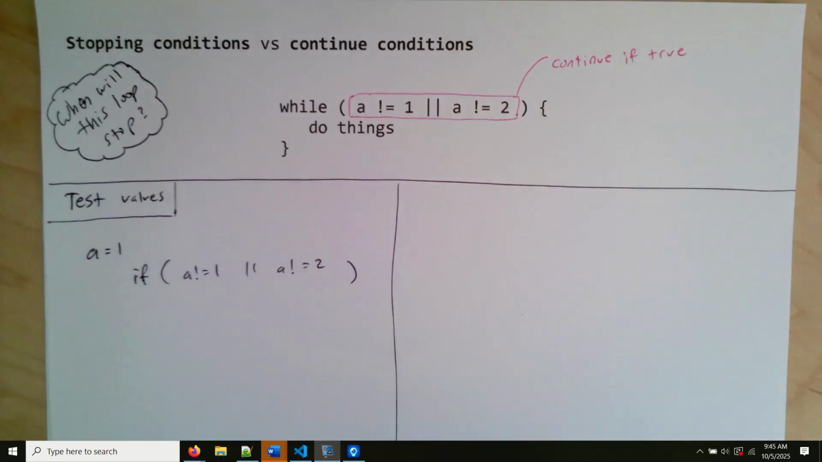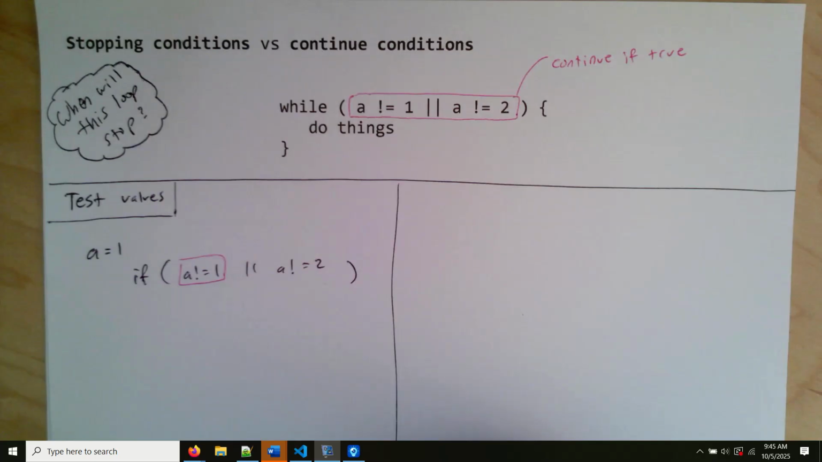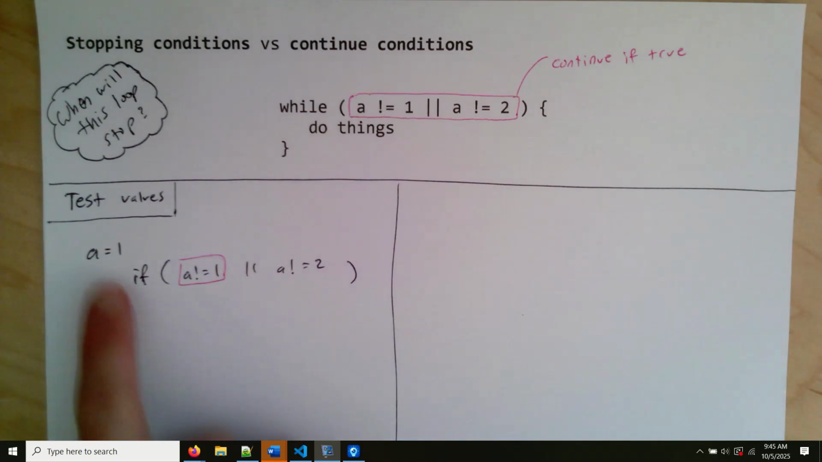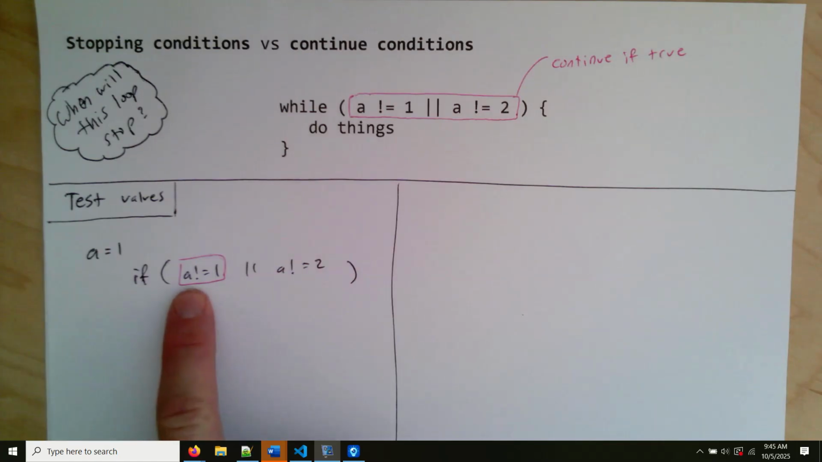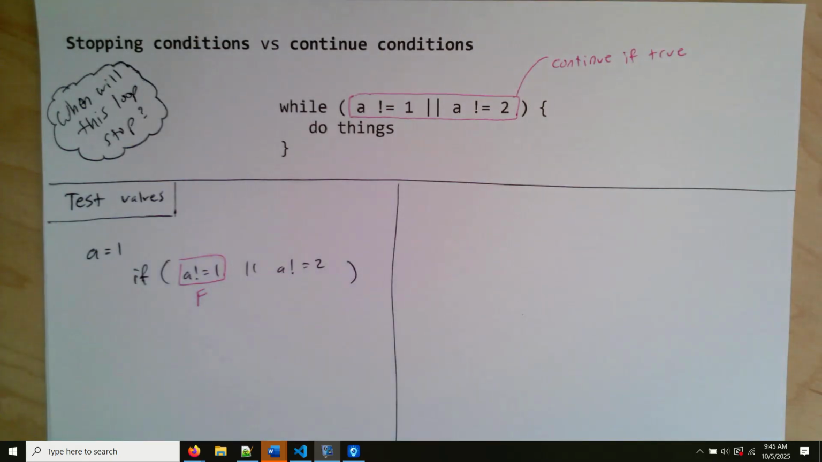Okay, so if a equals 1, is it true or false that it is not equal to 1? You've got to think about that for a second. Let's say it one more time. If it is 1, is it true that it's not 1? And clearly the answer is no. It's not true that it's not 1 because it is 1. Okay, so let's look at the other part.